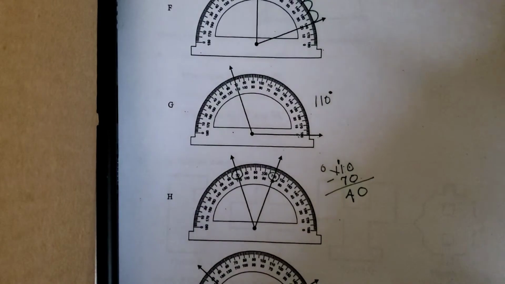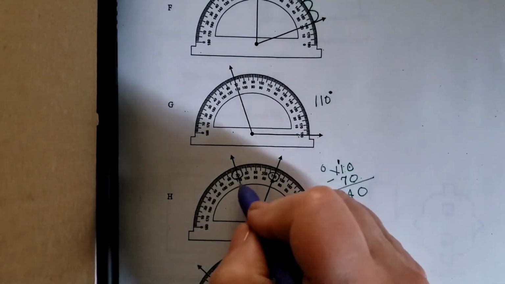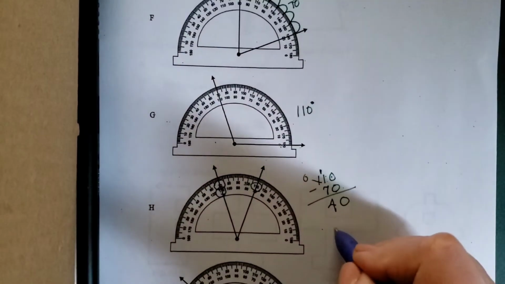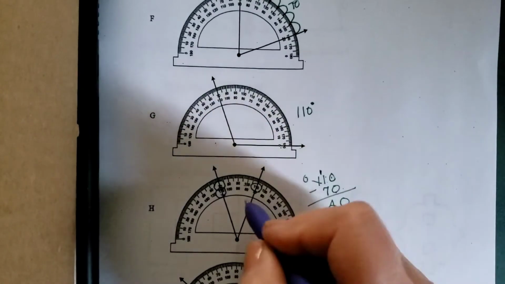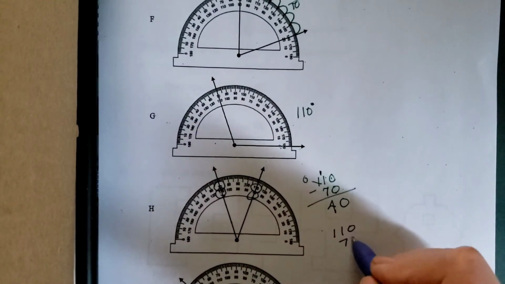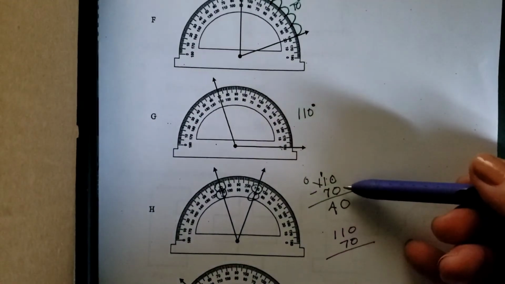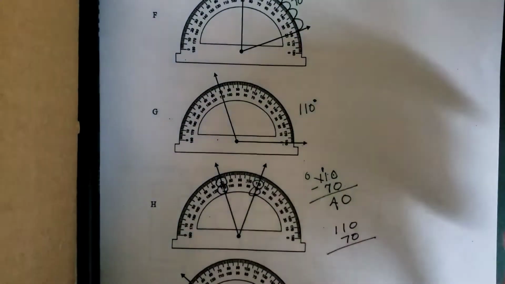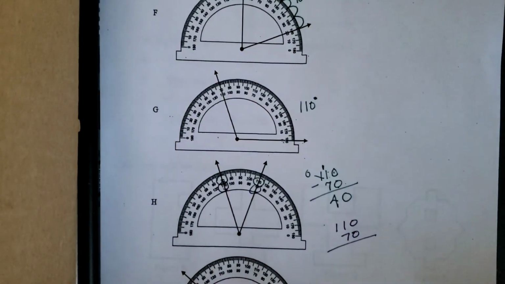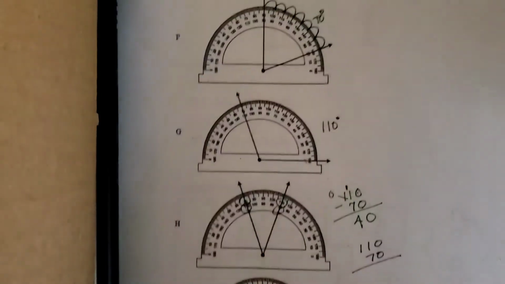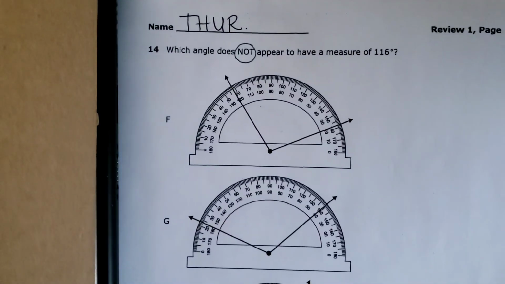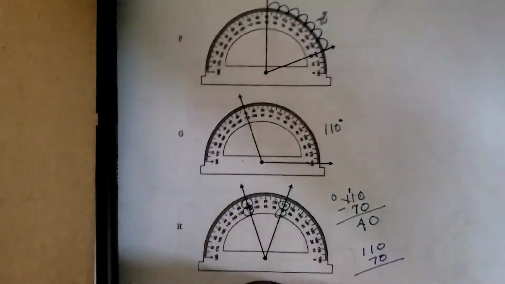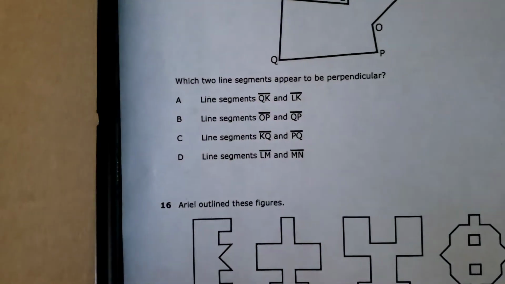Let's say if I use the bottom two numbers, this bottom is 110 and this bottom is 70. Well, my goodness, it just looks like the top. Okay, so it really doesn't matter which one you use. All right, so you're going to use this logic that I showed you, these ways, and you're going to find the one that is not 116 degrees. Okay, good luck with that. I don't think it should be that bad for you.